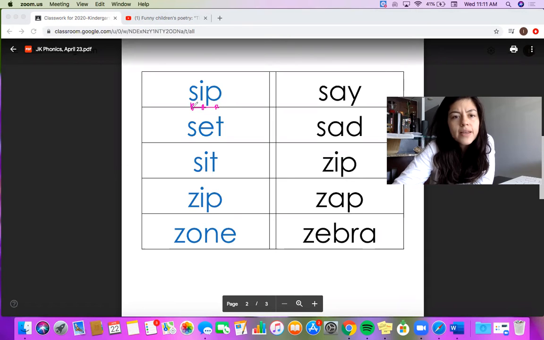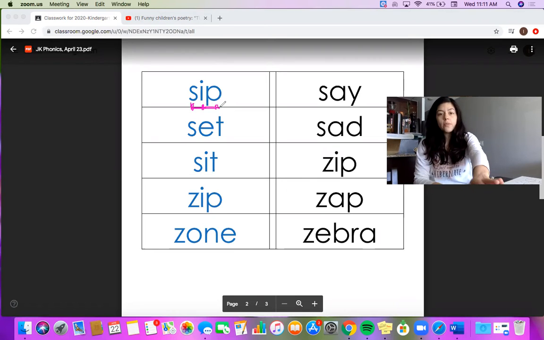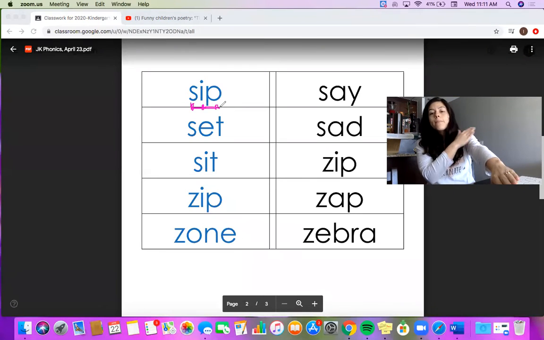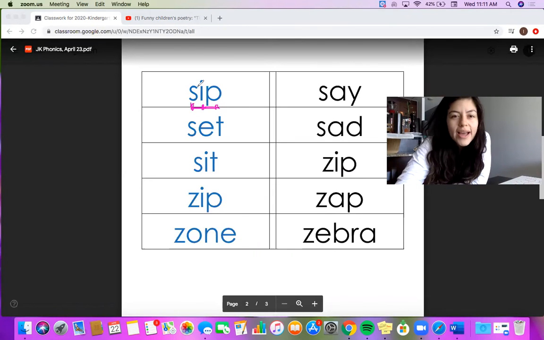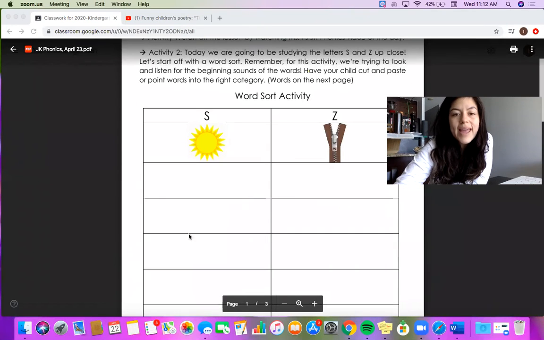Sip, sip, sip. You could also use your arm to help you. Beginning sound here, middle sound here, end sound here. Sip. I look at the word, I see it starts with an S, and when I listen to the word, I hear that S sound. So I would cut out this word, and I would glue it up here with my S category.